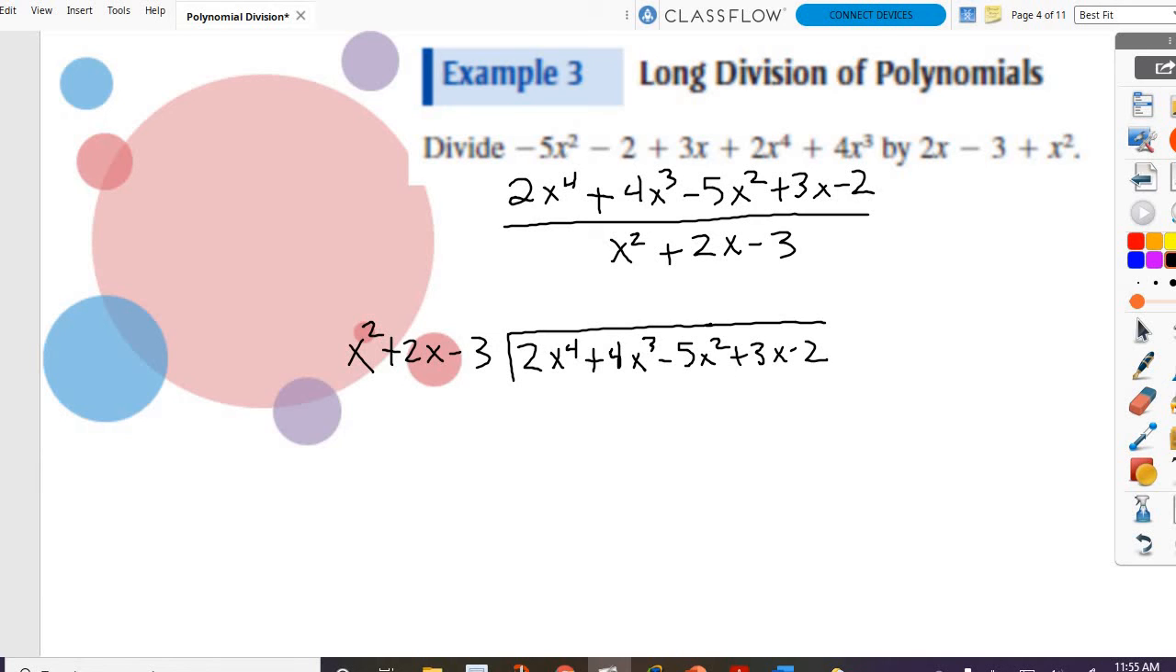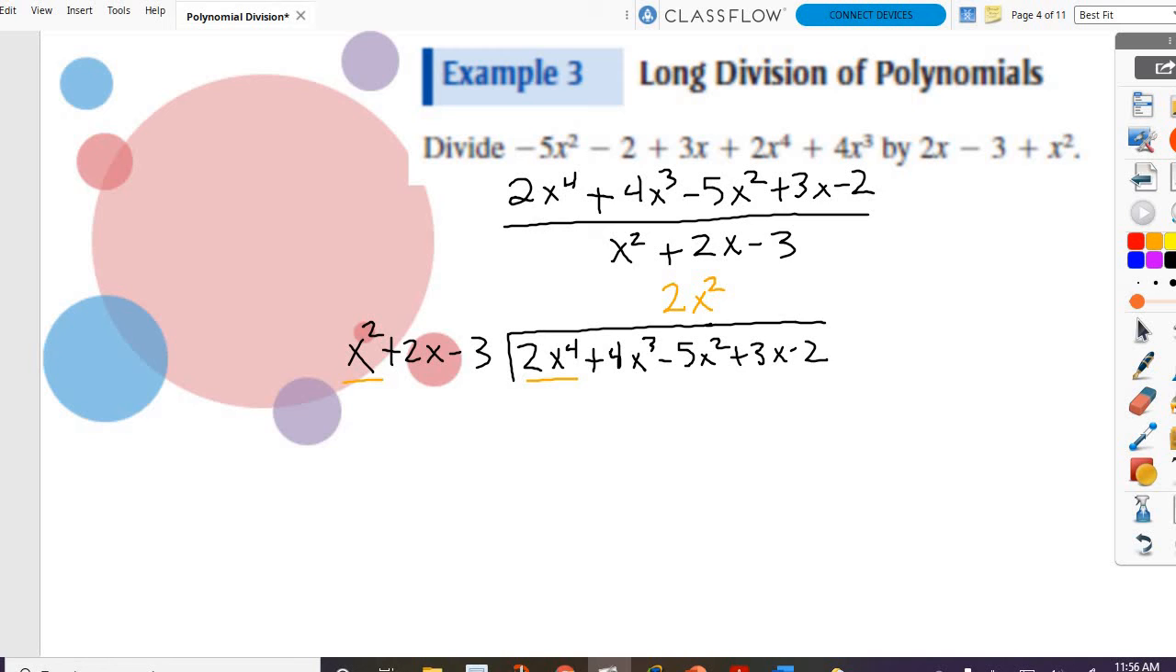Now, similar to our division when we had just numbers, okay, I want to start by looking at just the first term, which would be 2x to the 4th. And it's really we only have to worry about the x squared. So basically, we're dividing x squared into 2x to the 4th. The other way to think about it is, what do I need to multiply x squared by to get 2x to the 4th? 2x squared.